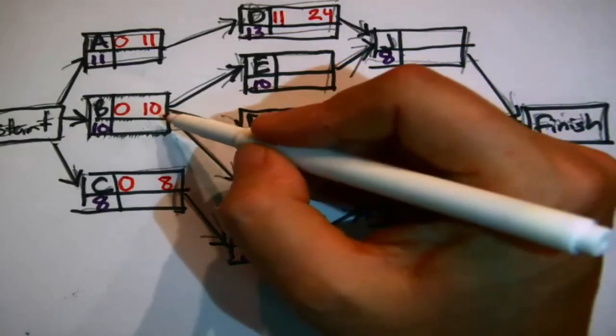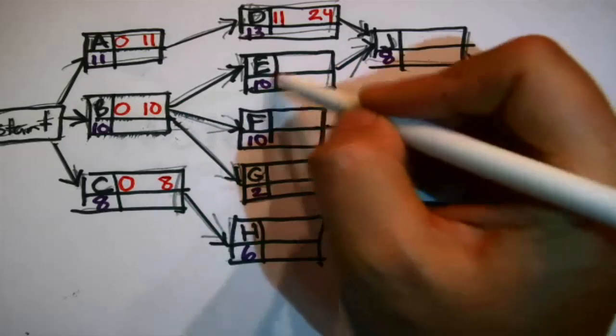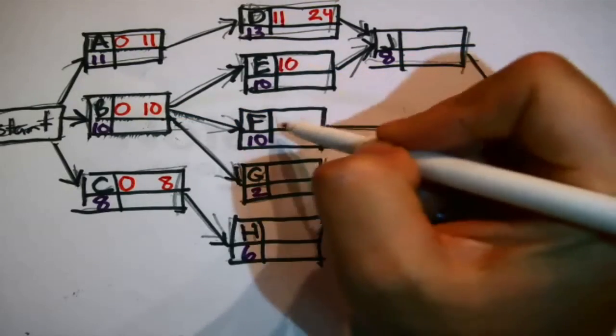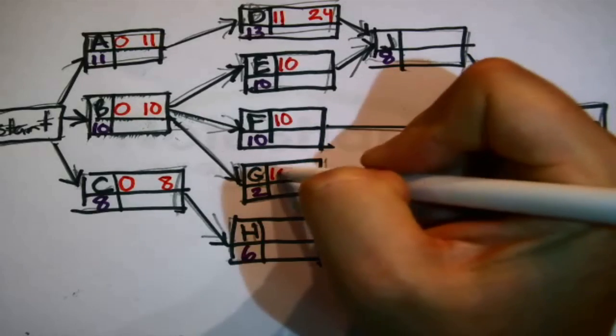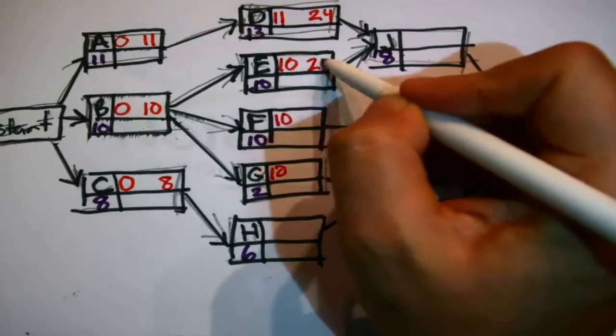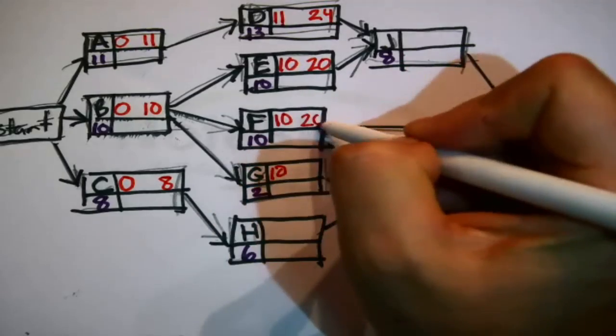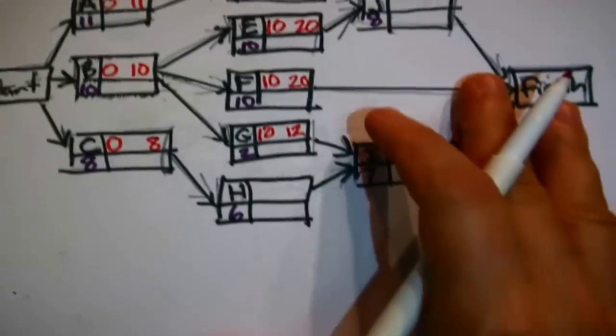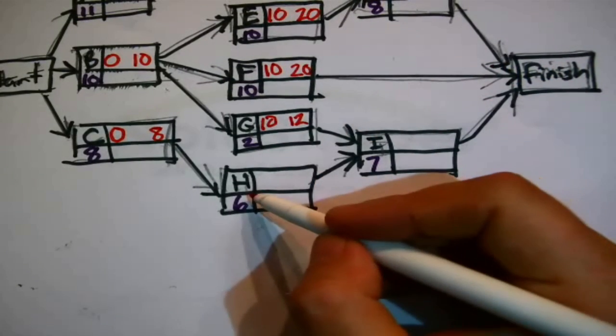Here's some easy passing as well. E, F, and G are all waiting on B, and B could finish at the earliest in 10 days. That means that they could each start at the earliest in 10 days. It's the earliest we could hope for. 10 plus 10 is 20. 10 plus 10 is 20. And 10 plus 2 is 12. G could finish at the earliest 12 days from now.